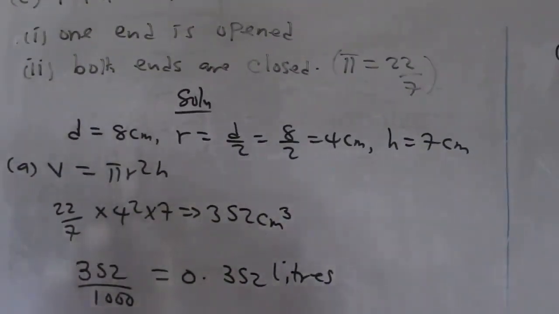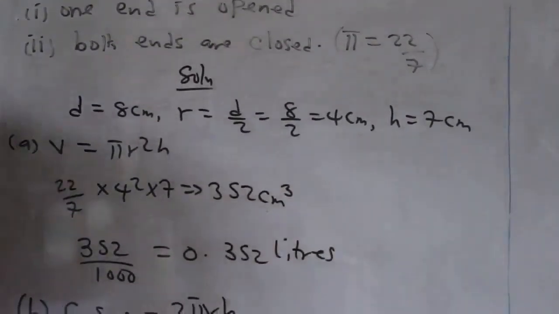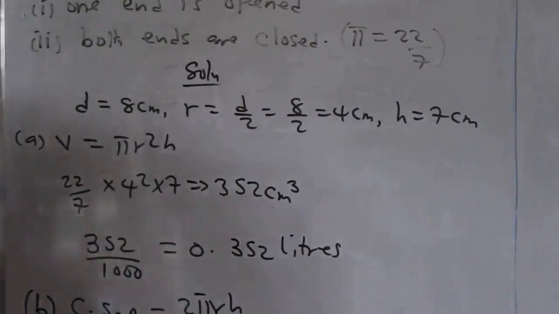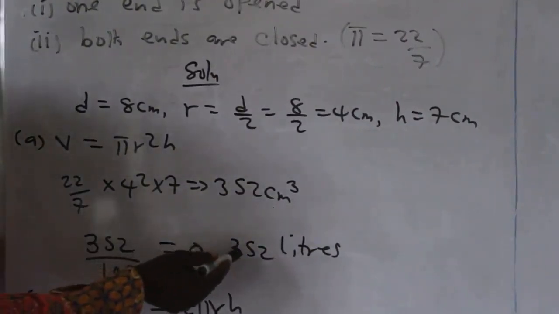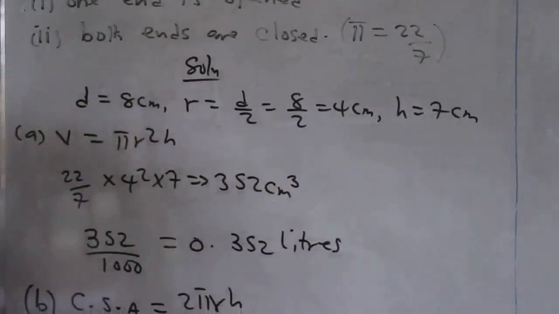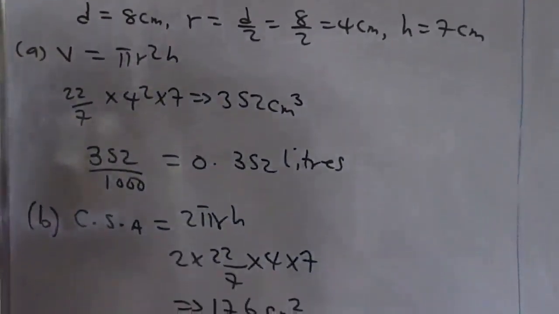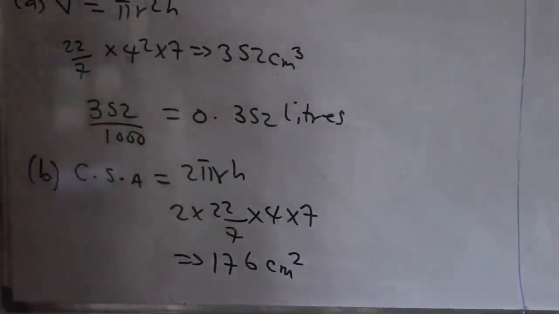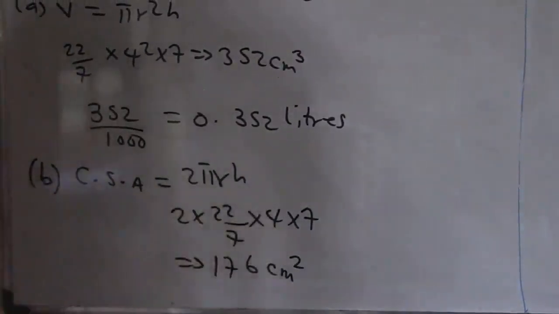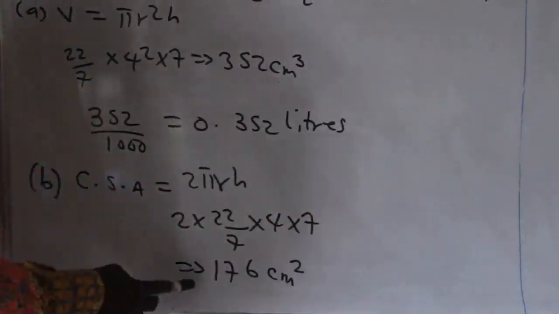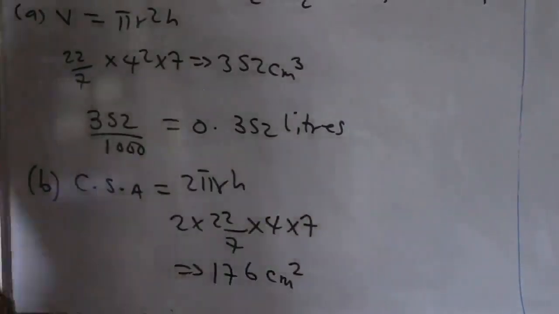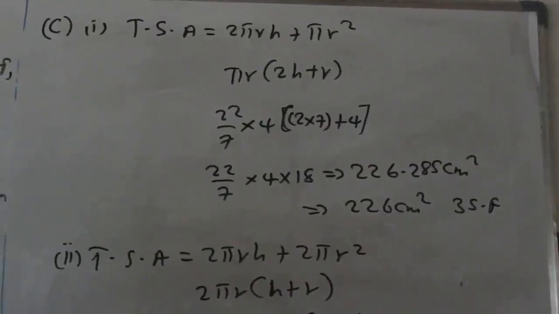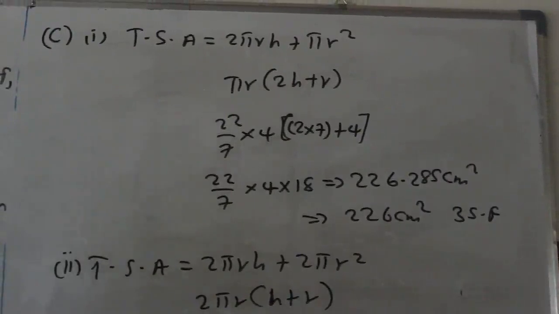That is 3 significant figures. This is the volume. To convert it to liters, just divide it by 1000. Then you have 0.352 liters. Now, B, the curved surface area is given as 2 pi r h. That is 2 times pi, which is 22/7, times the radius 4, times the height 7. It will give us 176 centimeters squared, to 3 significant figures. Now the total surface area when one end is open.